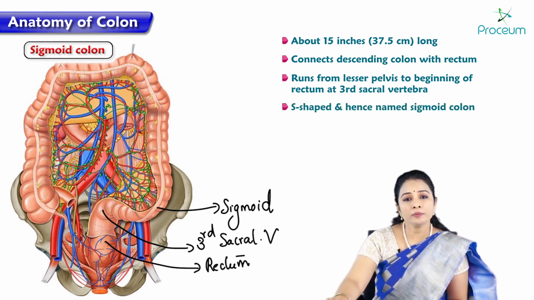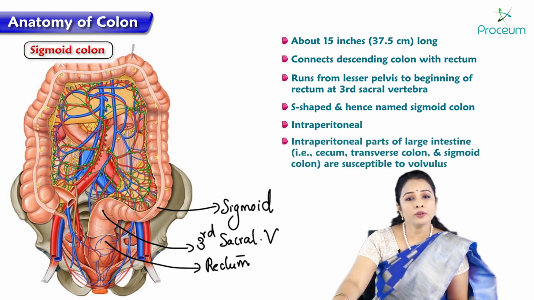It is S-shaped and hence its name as sigmoid colon, and it is intraperitoneal, means it is covered by the peritoneum. The intraperitoneal parts of large intestine include cecum, transverse colon and sigmoid colon, which are susceptible to volvulus.